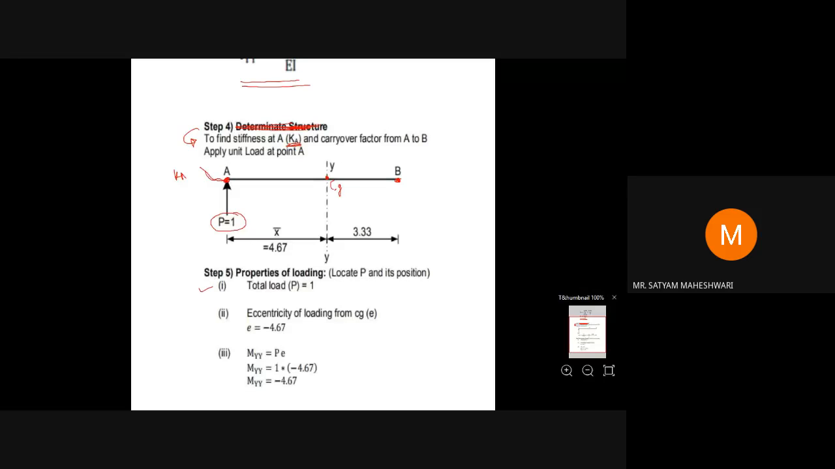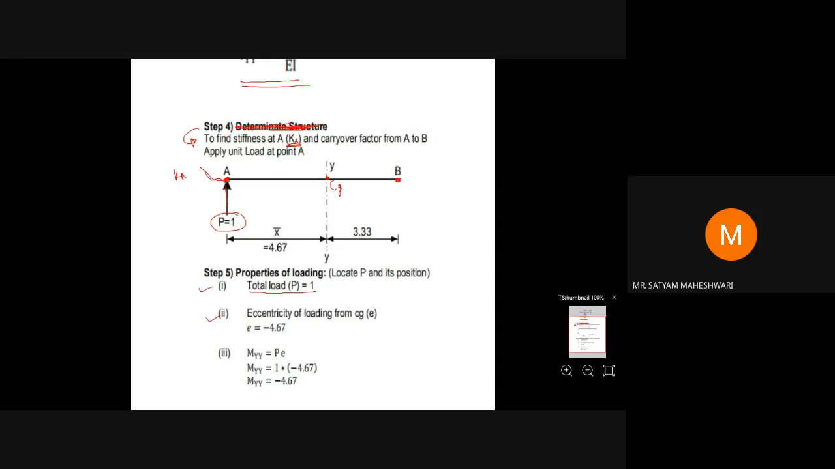So first, what is your total load? What is the load value? P is equal to 1. Total load will be 1. As there is no external loading, we'll assume the load is equal to 1, so total load will be P equal to 1. Then you have to find out the eccentricity of this loading from the CG, that is, from the YY axis. You have to find out the eccentricity of this loading.